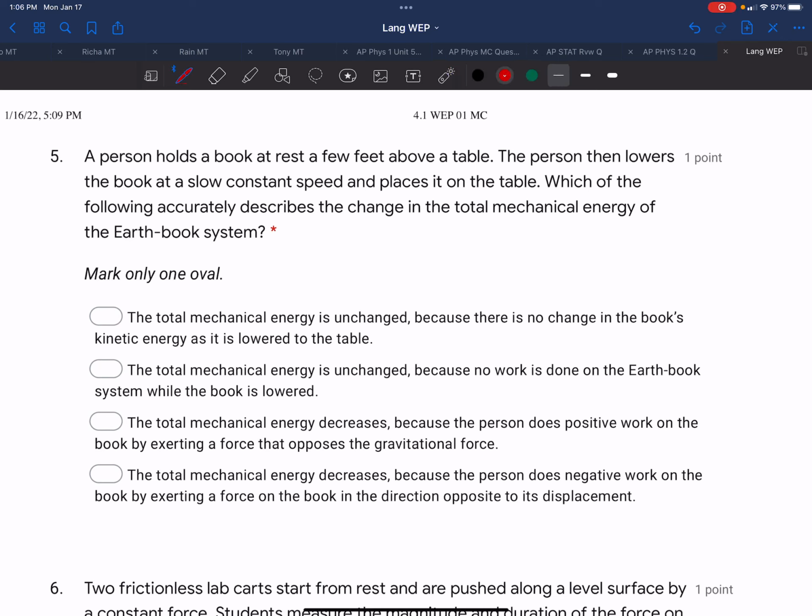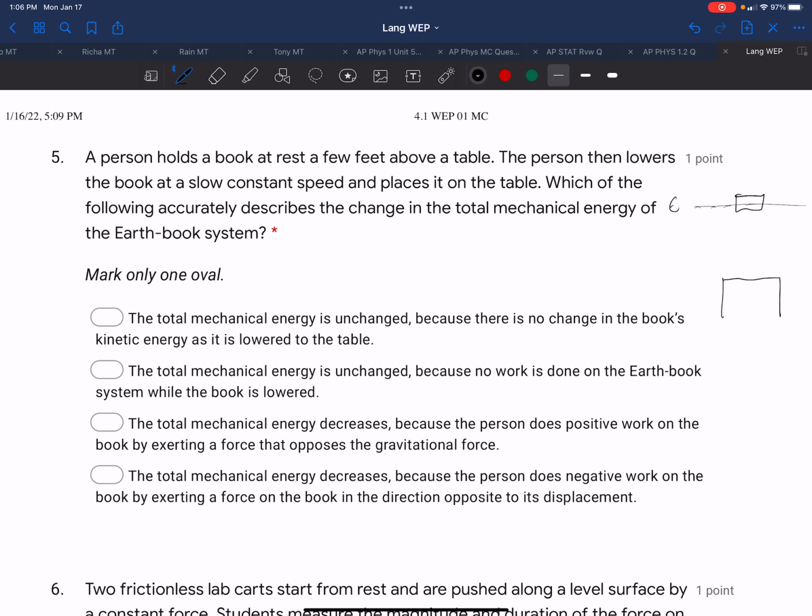In this scenario, we have a student holding a book a few feet above a table at rest. So here is the book. And the person is going to lower the book. So we can see immediately there's a change in height, and we should be thinking about gravitational potential energy.